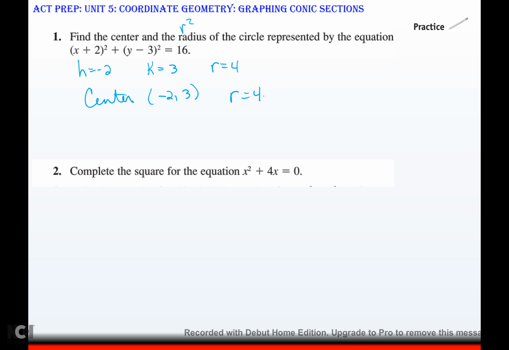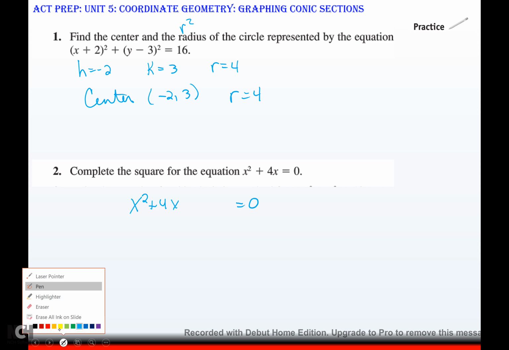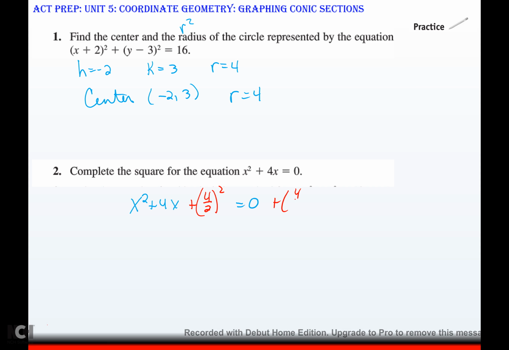Okay, number 2 says complete the square for this equation. Well, again, when you complete the square, you leave yourself some room. Make sure a is 1 first. And you add half of b squared to both sides. Okay, so then this gives me x squared. Well, I could actually just factor it right now. This is going to be a perfect square then. The square root of x squared is x. The sign in the middle is plus. The square root of 2 squared is 2. And on this side, 4 divided by 2 is 2, squared is 4. 0 plus 4 is 4. There we go.